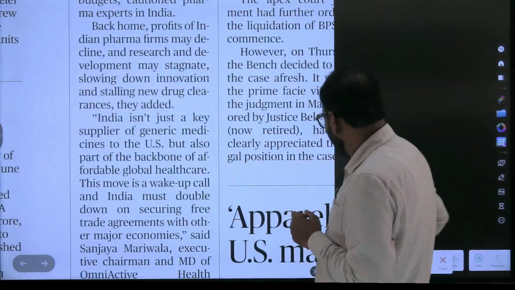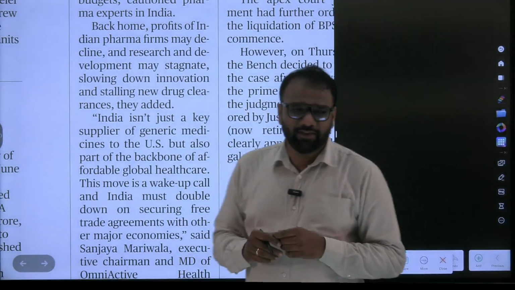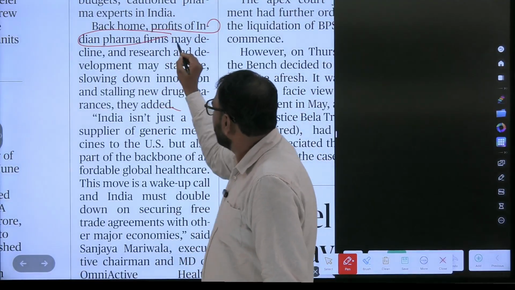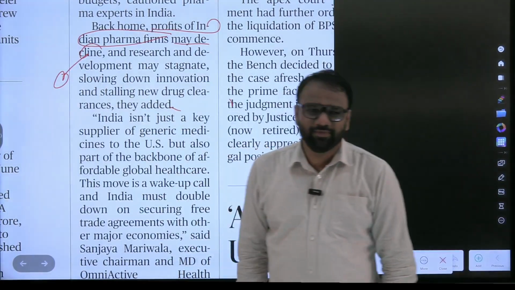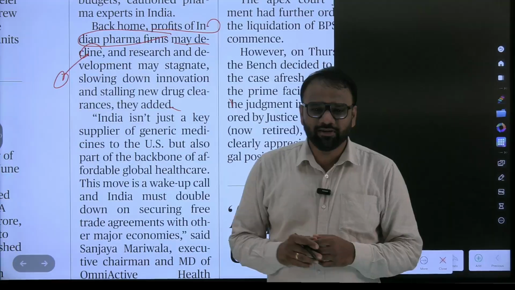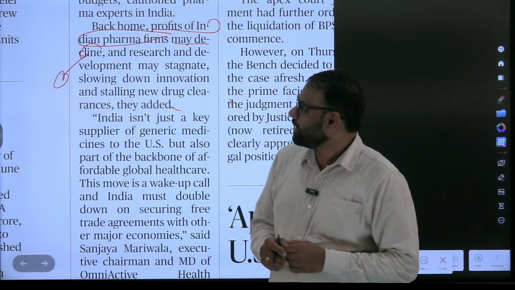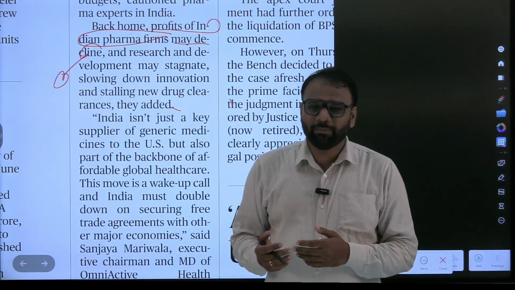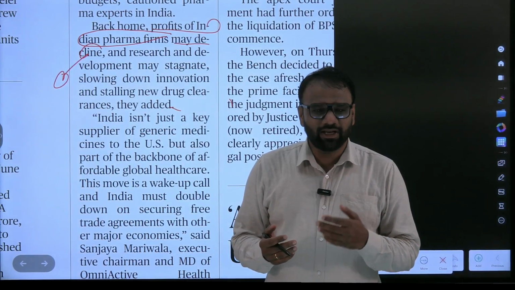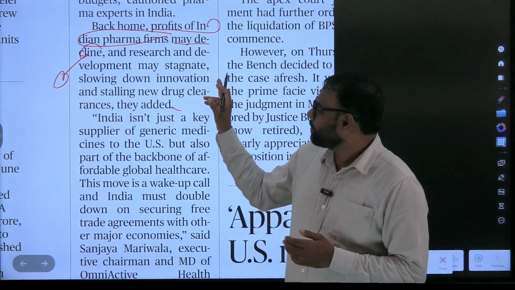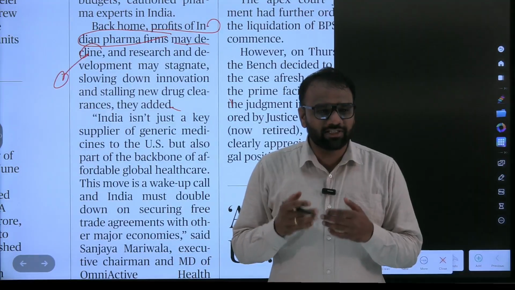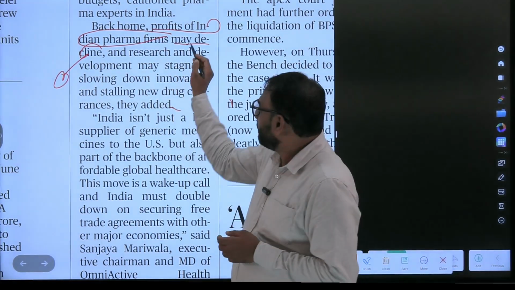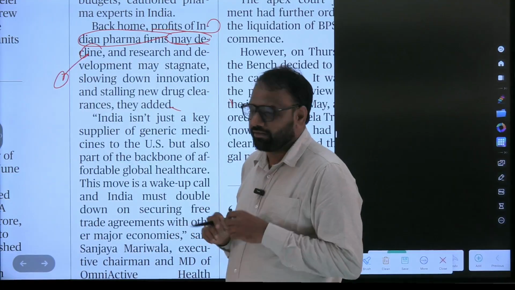Next, back home. So that is the impact on USA. Back home means in India. Profits of Indian pharma firms may decline. What does it mean? Pharma firms are the companies which are producing pharmaceutical products in India. It may be drugs, vaccines, or some other equipment. Automatically profits will decline because there will be a lesser number of people in USA ready to purchase Indian goods, because taxes are more and the items are costlier. So may decline. Look at the word may decline.